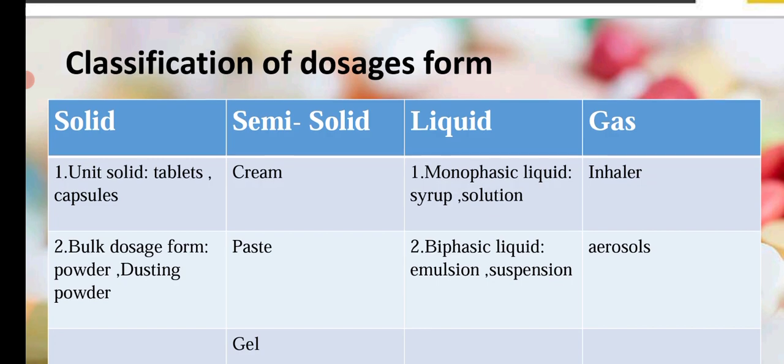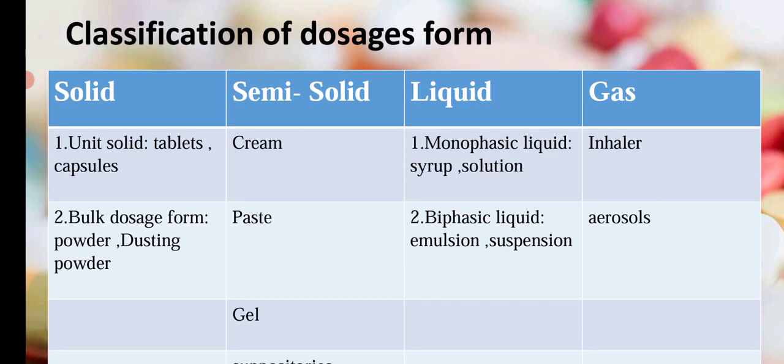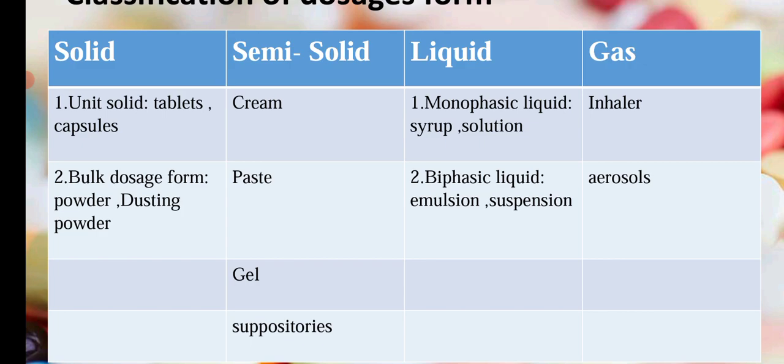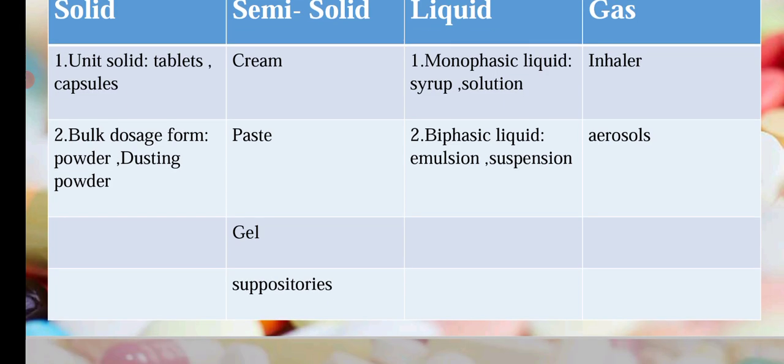So dosage forms can be classified under four categories: solid, semi-solid, liquid, and gas. In case of solid, it is further divided into two types: unit solid and bulk dosage form. In case of semi-solids, it is divided into cream, paste, gel, and suppositories. Liquid dosage form is classified into two classes: monophasic and biphasic liquid dosage form. And in case of gaseous dosage form, it is categorized into inhaler and aerosols.